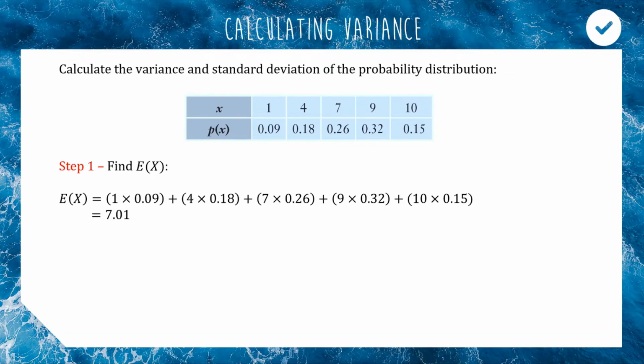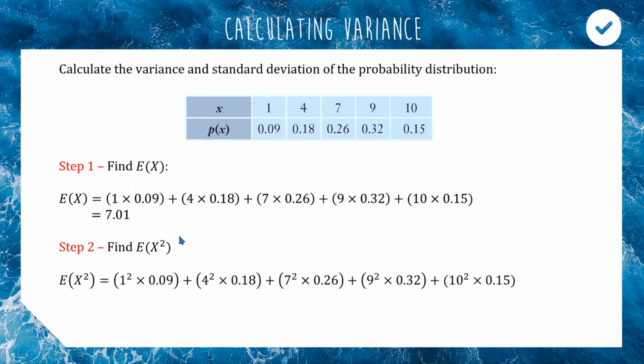Now the next step in the formula says to find the expected value of x squared. What that means is we are going to repeat this process of finding the expected value. However, instead of using our outcomes from the table, the 1, 4, 7, 9, 10, we are actually going to square these values. So here is our calculation. This is what the expected value of our outcome squared looks like. The probabilities are still remaining the same. However, our outcomes, the x values, like I said, are all being squared. This calculation gets us an answer of 56.63.